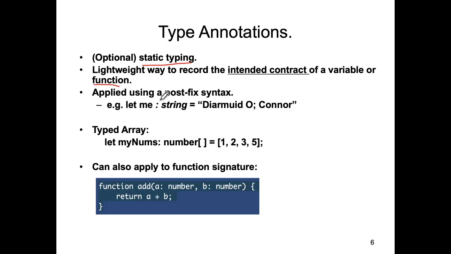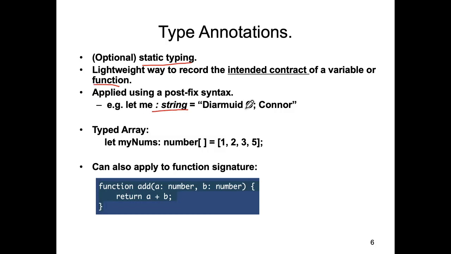Well, I'll give you an example here. It's called the postfix syntax. So here I'm just declaring a variable called me, and this is the type part of the variable declaration. So I'm saying that the variable's type is string, which means that we can only assign a string to that variable during runtime. And I'm initializing it to a string, so I'm being consistent.